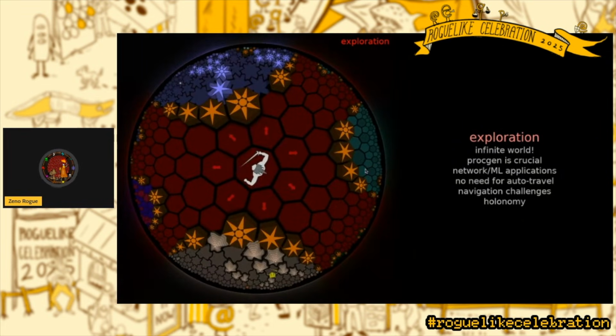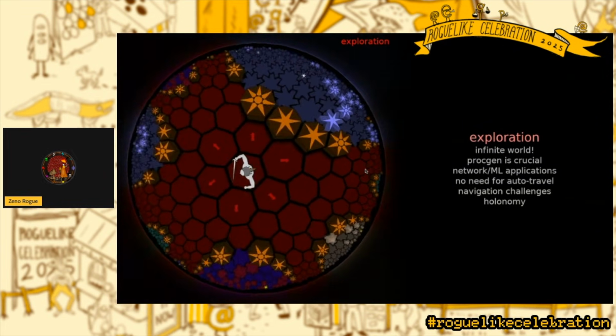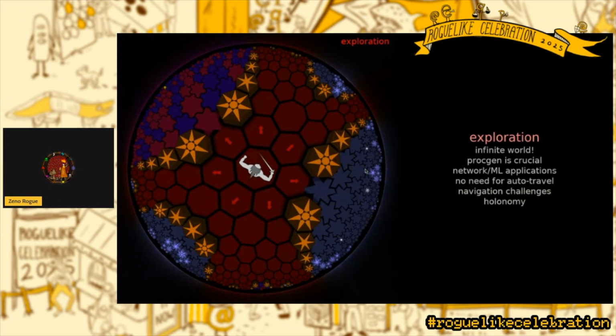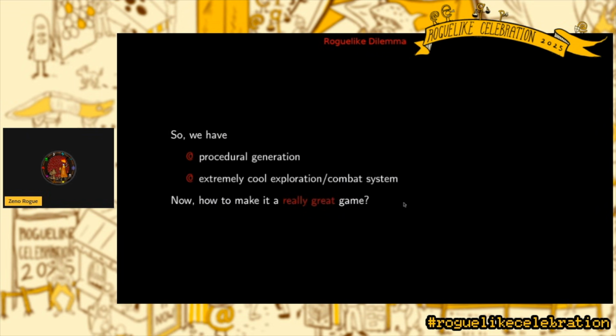Like find some specific points in this huge world. Okay, so before we move to the next step, what do we have now? We have procedural generation, and we have this extremely cool exploration combat system, and how to make it a really great game.